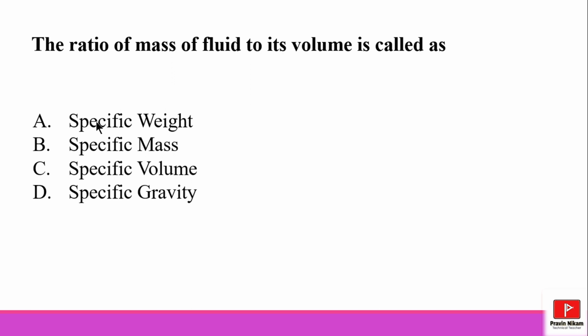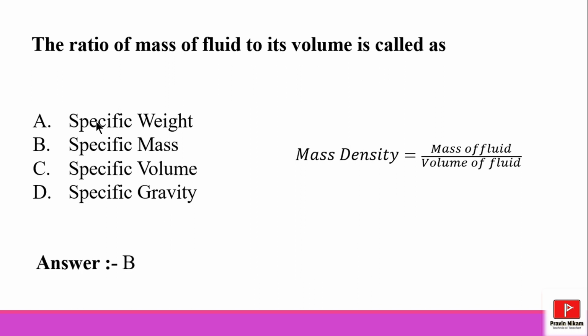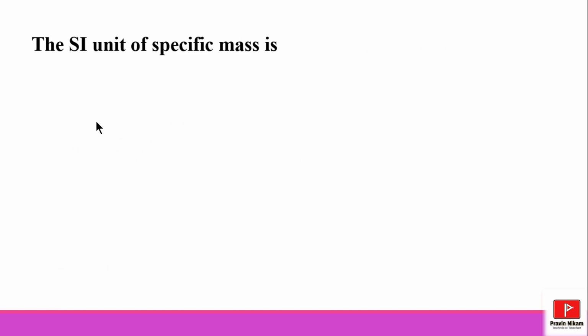And we know mass density or specific mass is equal to mass of fluid divided by volume of fluid. So remember this formula. You can use it for the next questions. So the correct option is B. Specific mass. Mass divided by volume. Now see the next question.